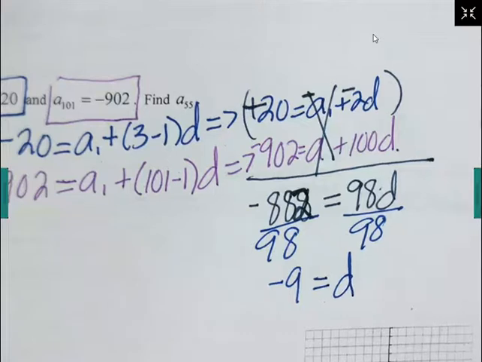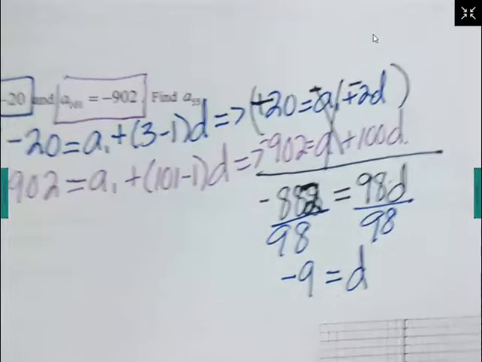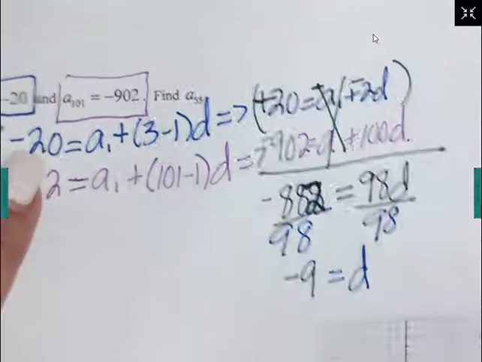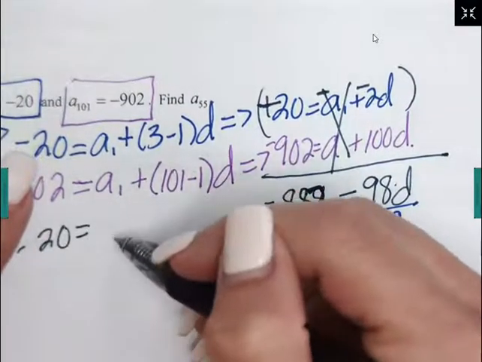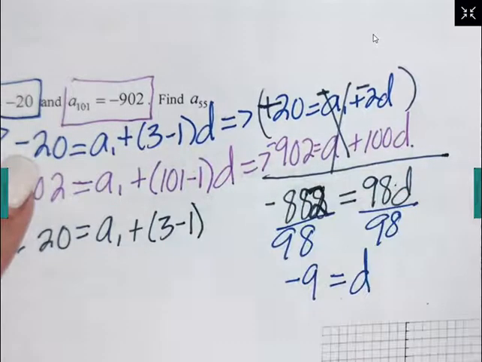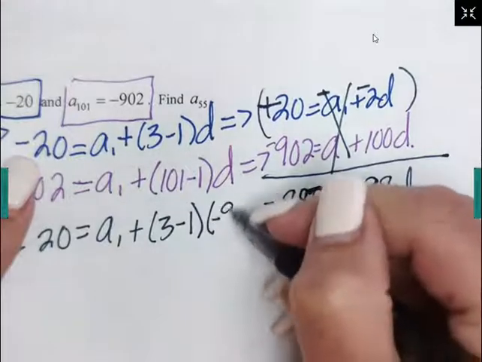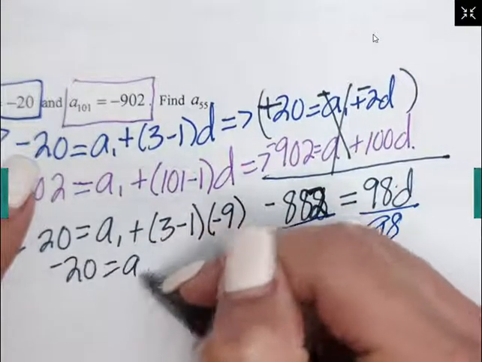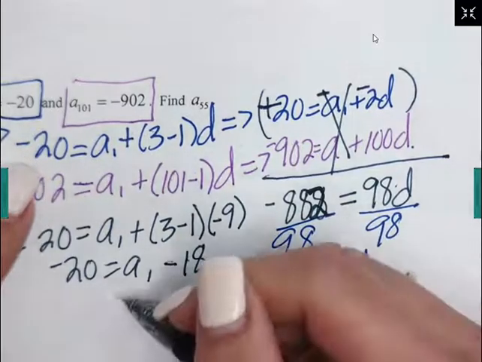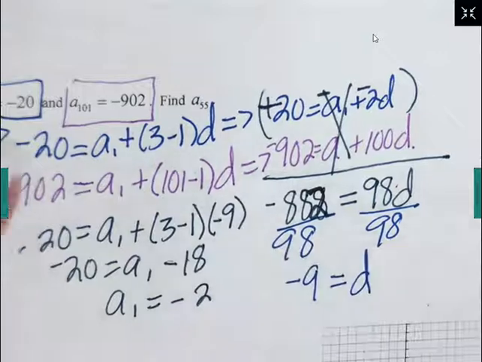Now we're going to plug negative 9 in to find what? A sub 1. We can plug it into any one. I'm going to go to the top one just because it's smaller numbers. Negative 20 is equal to a sub 1 plus 3 minus 1 times d, which is negative 9. And then that would be minus 18. We add 18 to both sides and we get a sub 1 is equal to negative 2.